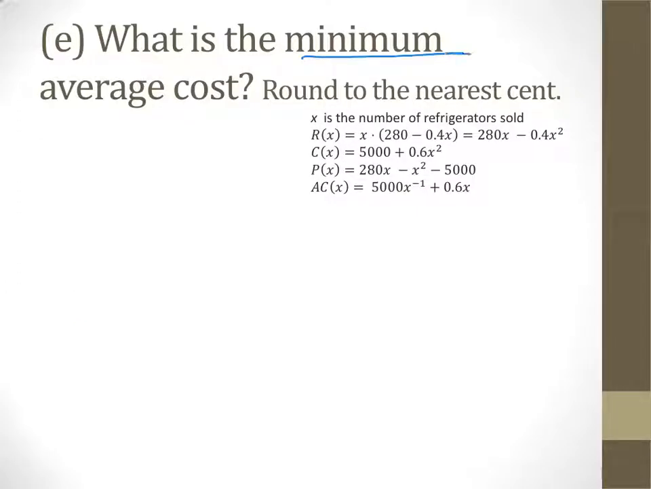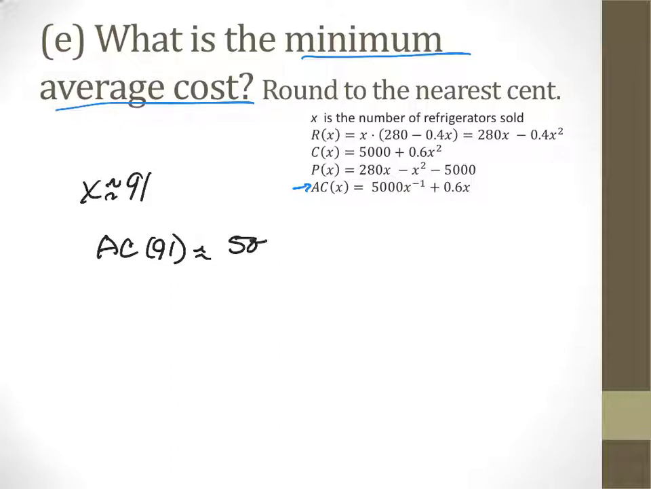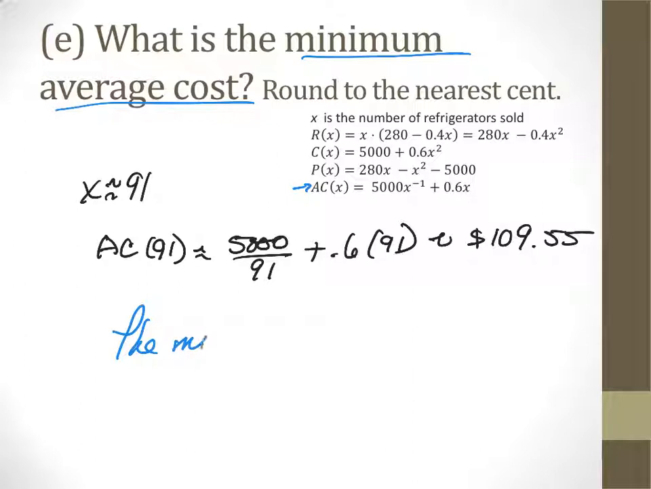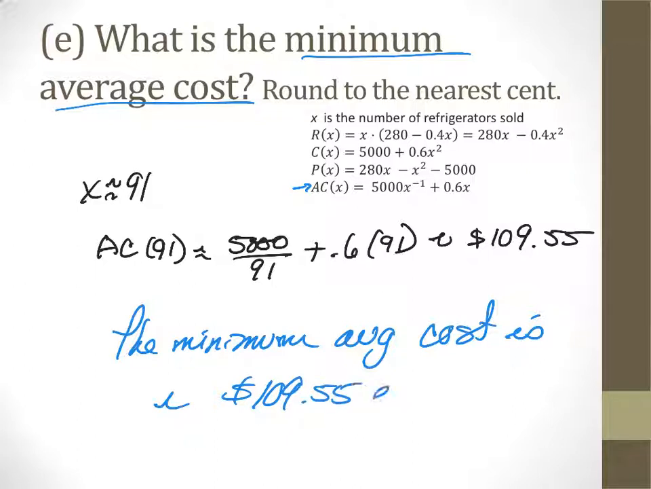Now they want to know, what is the average cost? Average cost is here. We found that x is about 91. Sorry, I'll use little tildes there because we are approximating. About 91. So substitute that in to the average cost. So that's about 5,000 divided by 91 plus 0.6 times 91, which is about 109.55. That means the minimum average cost is about $109.55 each. What's our next question?